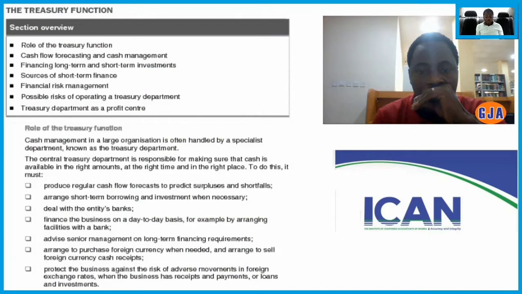Basically, we are going to divide this video into two parts. We'll be looking at the function, then we will look at areas, subtopics under the treasury function. Don't forget that we are looking at strategic financial management. So under treasury function, what are we going to learn about? We need to know the roles, which right about now we'll be dealing with, of a treasurer.